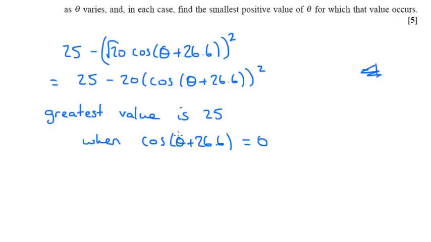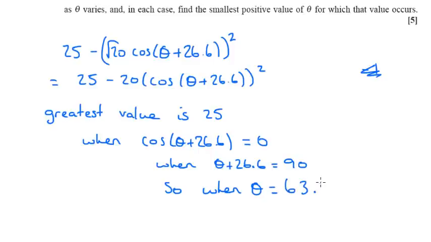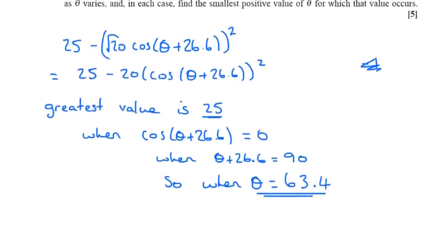And that's when theta plus 26.6 is equal to 90. So if I take that 26.6 away, that gives me a value of 63.4. So the greatest value is 25 when theta is equal to 63.4. So we've got 25 when theta is 63.4. What about the smallest value?